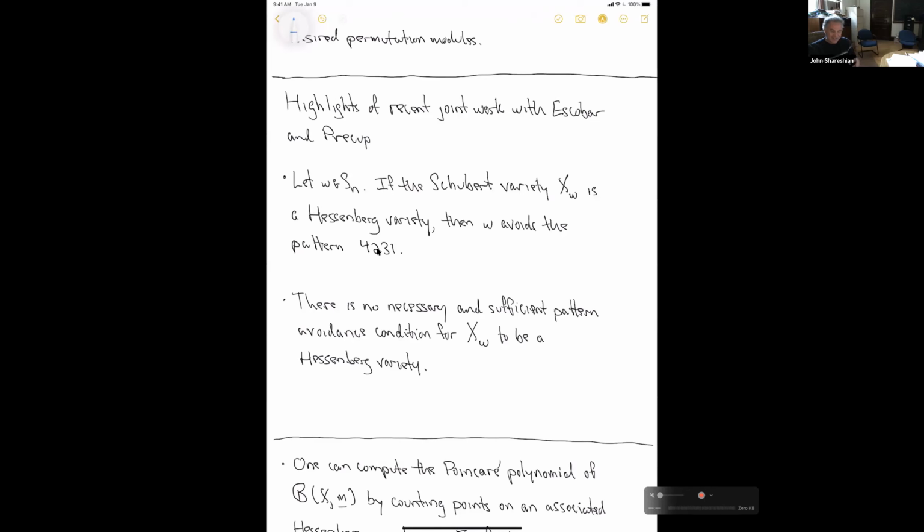This says immediately that in the long run, a vanishing proportion of Hessenberg varieties are Schubert varieties by the Stanley-Wilf conjecture or the Marcus-Tardos theorem, which says this means exponentially many Schubert varieties are Hessenberg varieties, so vanishingly many out of n factorial Schubert varieties are Hessenberg varieties. On the other hand, the situation is not as pleasant as it is sometimes. There's not a necessary and sufficient pattern avoidance criterion for a Schubert variety to be a Hessenberg variety.